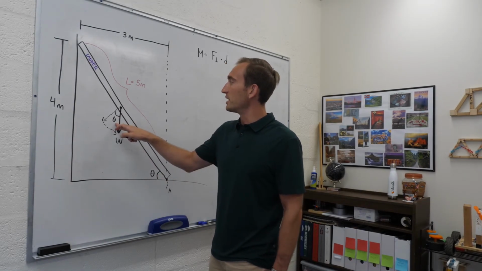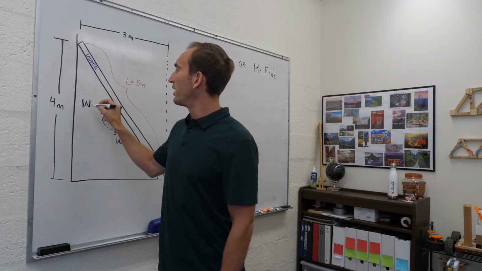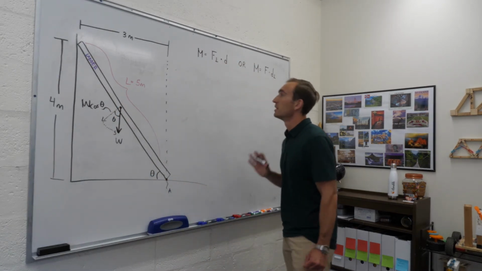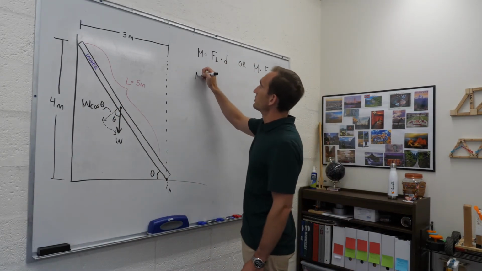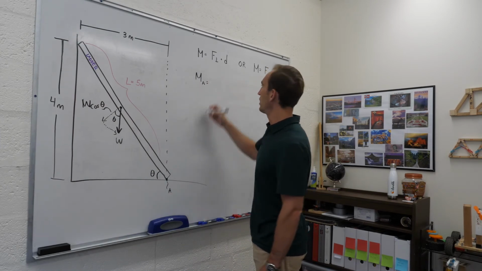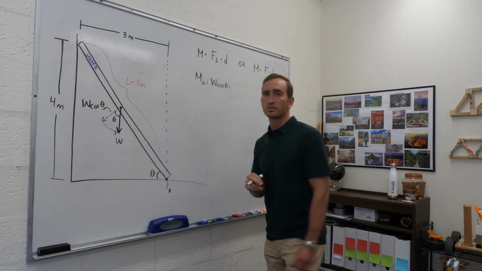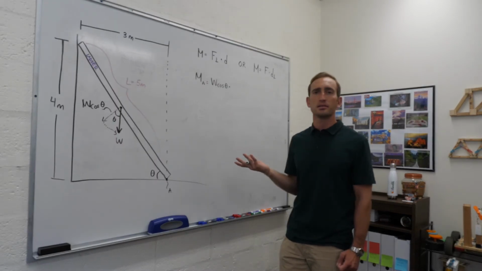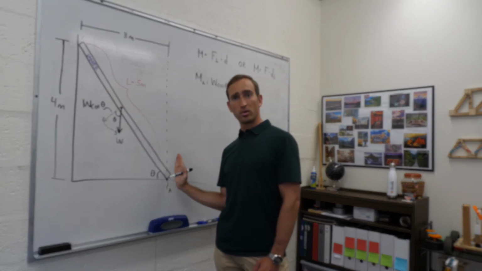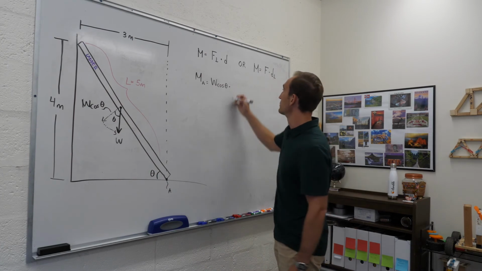So if we know that this is theta here, then this component right here is going to be equal to W times the cosine of theta. Okay? So the moment caused by the weight of our ladder about point A is going to be equal to W cosine theta times the distance. Well, what is the distance? Because this is acting in the center of the ladder, the distance from this point to our pivot point down here is going to be 5 over 2, or 1/2 of that distance.